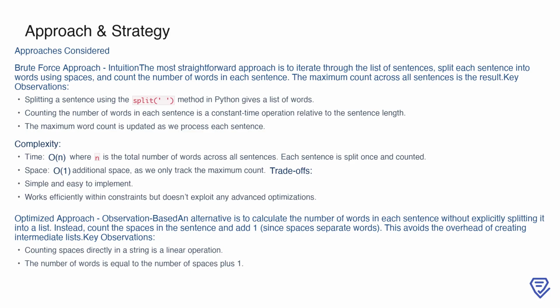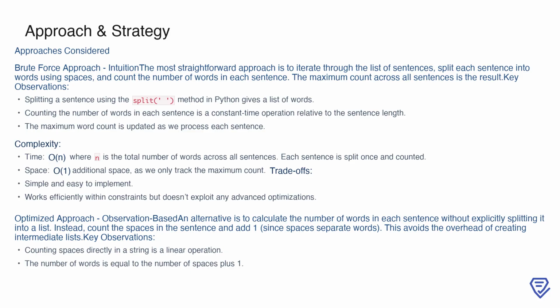This method is straightforward and easy to implement, with a time complexity of O(n), where n is the total number of words across all sentences. Since we only store a running maximum, it uses O(1) additional space. However, a trade-off of this method is that splitting sentences into intermediate lists introduces some overhead, which is unnecessary if we're only interested in the word count.